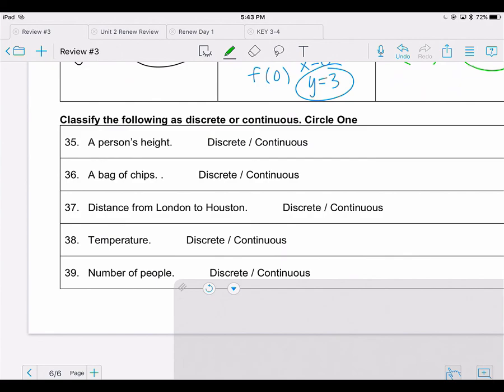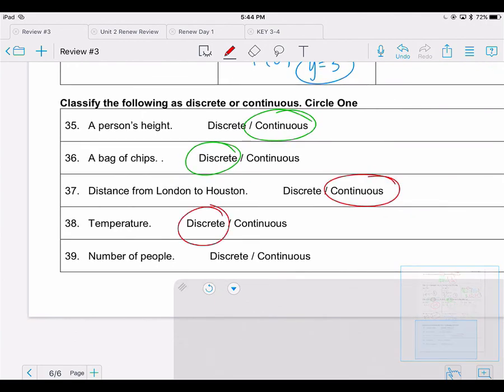Well, a person can grow and you can be 1/4 of an inch, you could be 1/8 of an inch, you could be 1/2 an inch. So we can measure a person's height in a line, so I would say it is continuous. A bag of chips, yes, you can have parts of chips, but you would have like 1 chip, 2 chips, 3 chips, so that would be discrete. The distance from London to Houston would be continuous because you can be 1,165 miles away, or you could take a step closer to Houston and be a tiny bit closer. Temperature is discrete because you have very specific temperature measurements that you can have. And people are also discrete because you do not break up people or put people into parts.